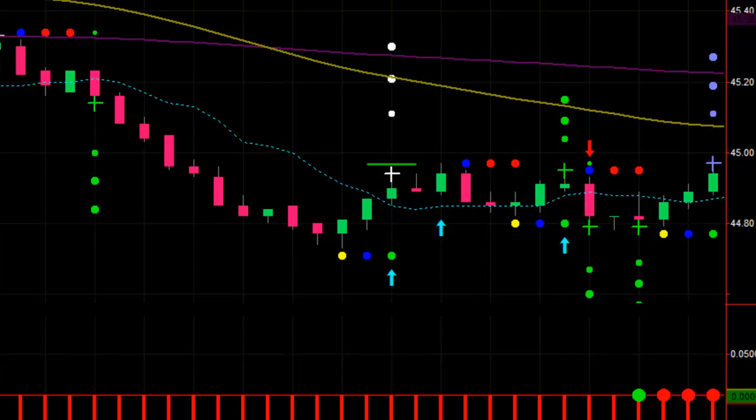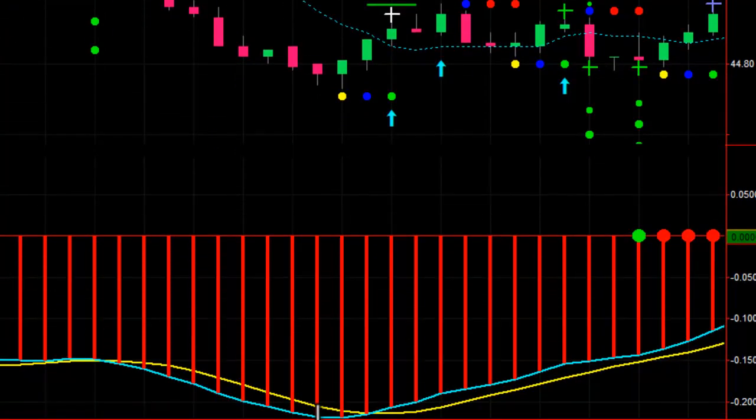Another clue, of course, is the histogram. Notice the cyan line is above the yellow and moving higher.